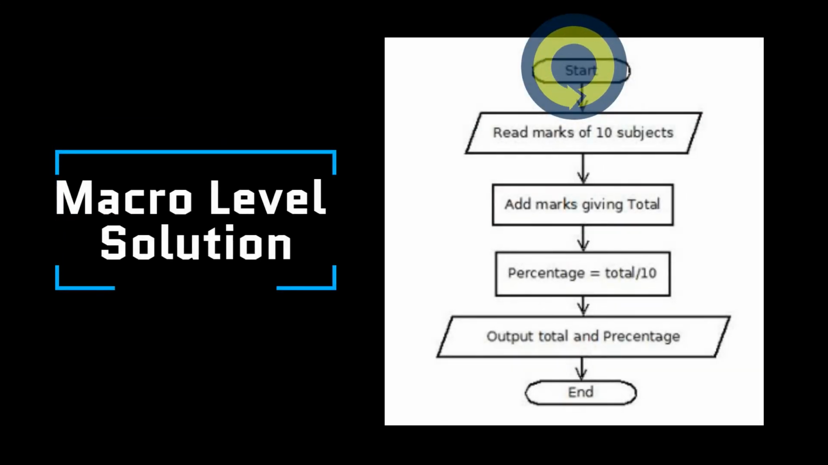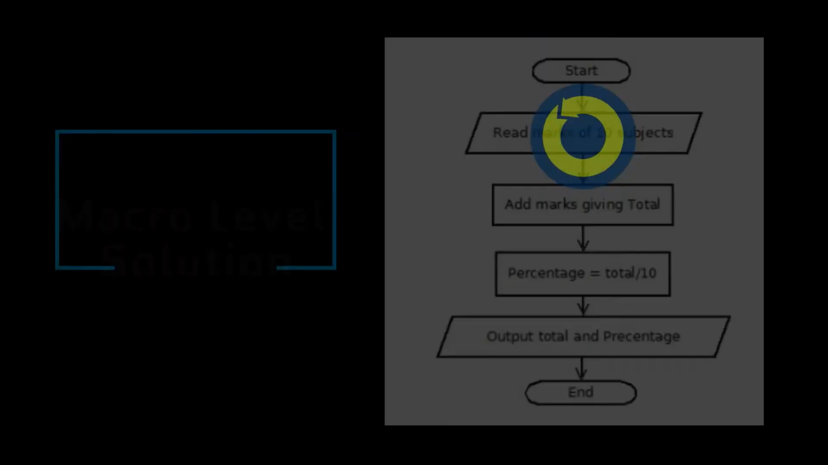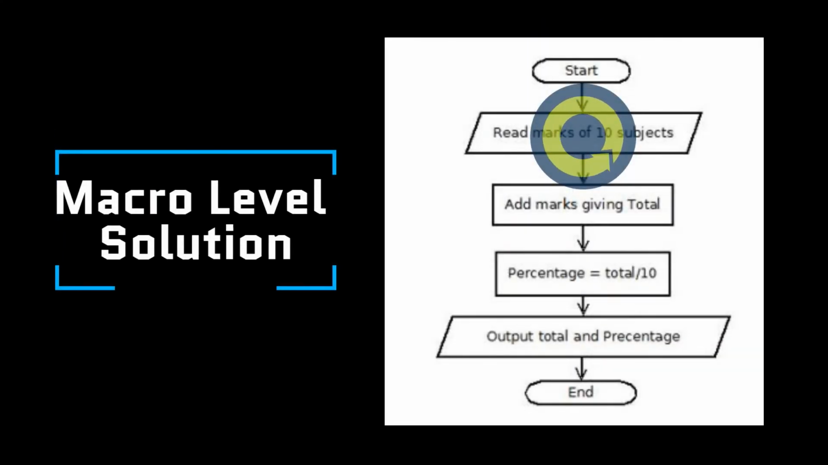First, you can start drawing the flowchart by using the terminal symbol while writing start on it. After the starting symbol, you can draw a parallelogram since you have to do the input to the program, and under that, according to the question, you can write read marks of 10 subjects.